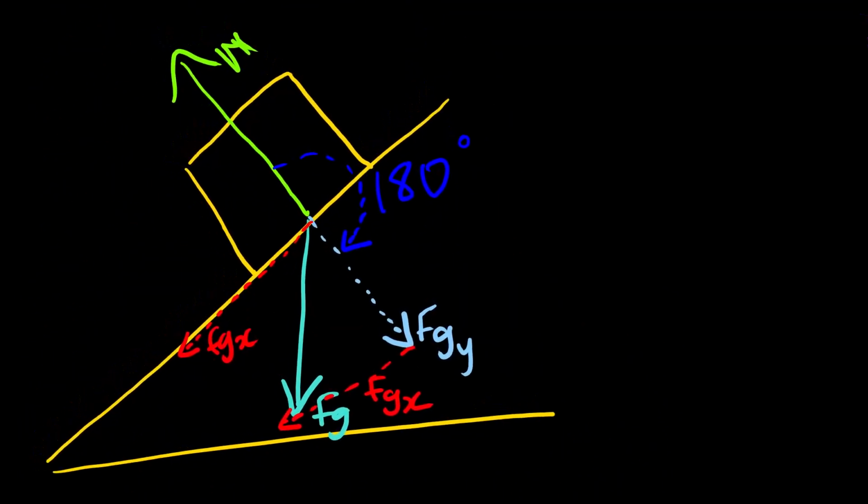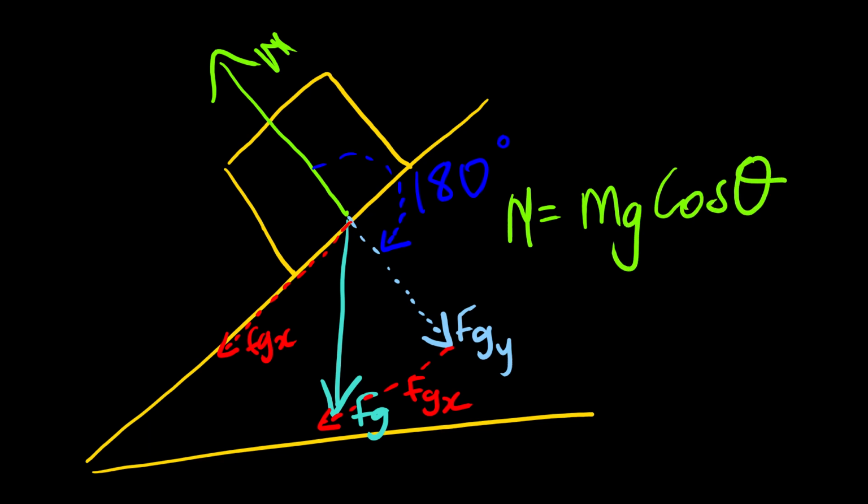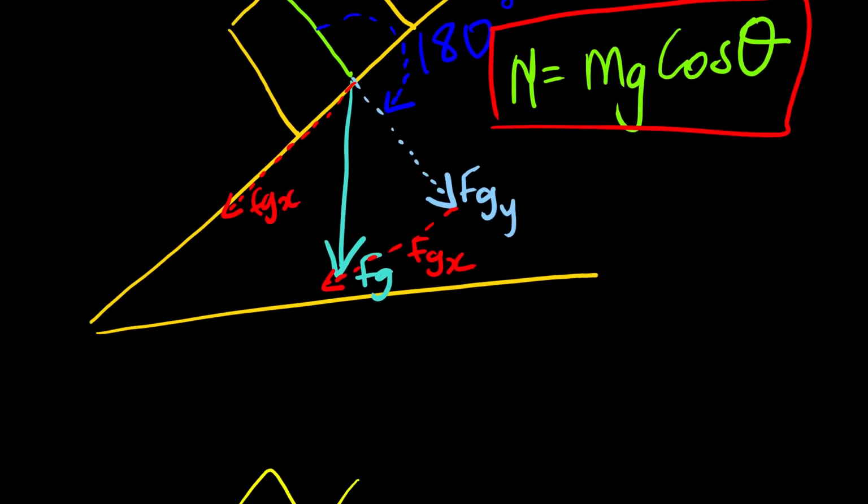So let us go back to this drawing. Now we want to know what is the equation to calculate the normal force in this situation. We can see that the force which forms 180 degrees with the normal force is Fgy. So it simply means that our normal force will be mg cos theta. This is the equation to calculate the normal force of an object which is on top of an inclined surface. This is the second scenario of normal force.